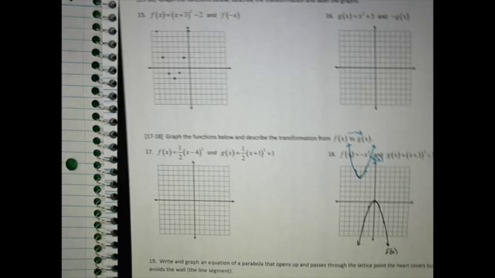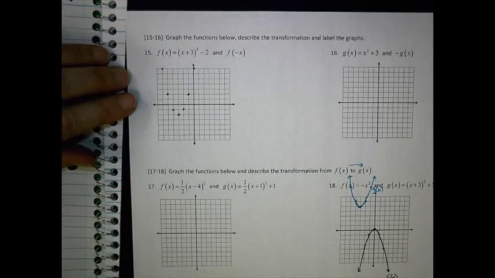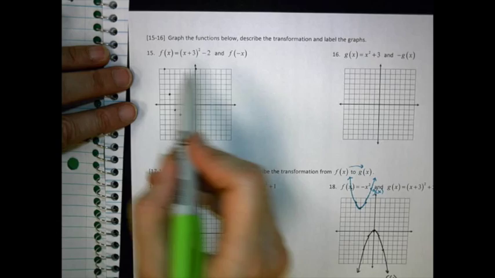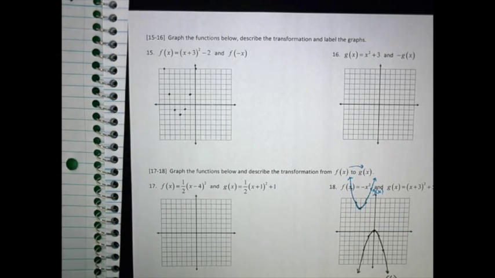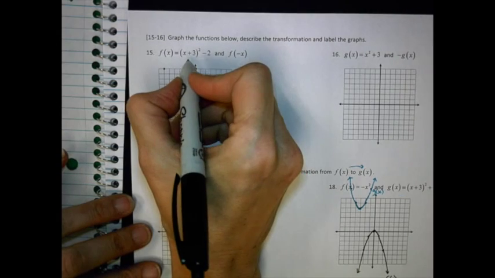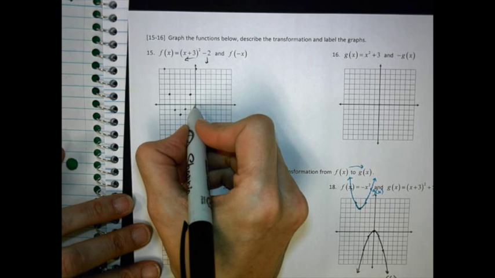On worksheet 2, you'll see a whole section on shifts. On this, it says graph the functions and describe the transformation. My original function right here is a parabola, and it is shifted backwards 3, the opposite sign, and down 2. And so I started from here.